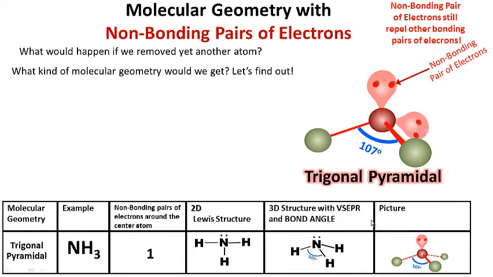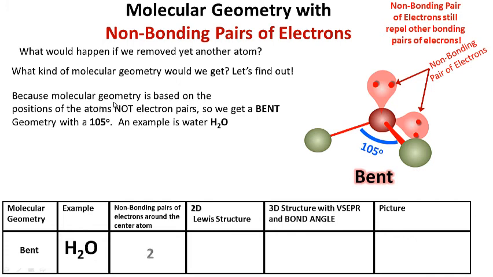We have another non-bonding pair of electrons here. Because molecular geometry is based on the positions of the atoms, not electron pairs, we get what's called a bent geometry with a 105-degree bond angle. An example is water. Water has 3 atoms and 2 non-bonding pairs of electrons here. Remember, these still repel these other electron pairs.